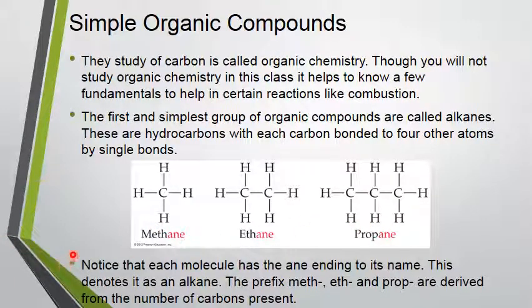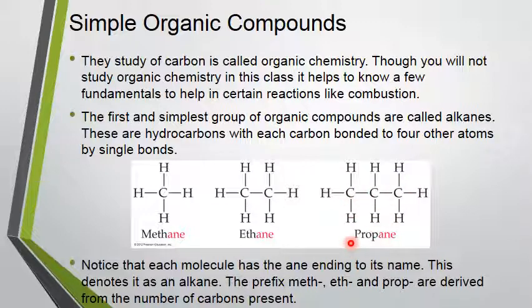It says, notice that each molecule has the ane ending in its name. So methane, ethane, and propane. This denotes that it's an alkane. That's where that comes from. The prefixes meth, eth, and prop are derived from the number of carbons present. So methane is something with 1 carbon, ethane is something with 2 carbons, and propane is something with 3 carbons.